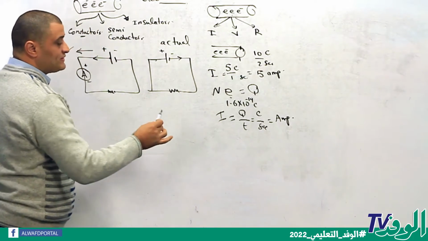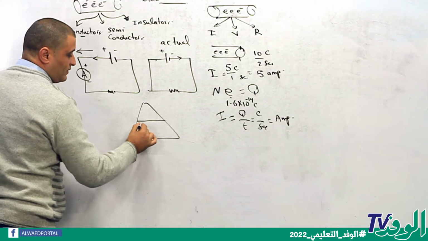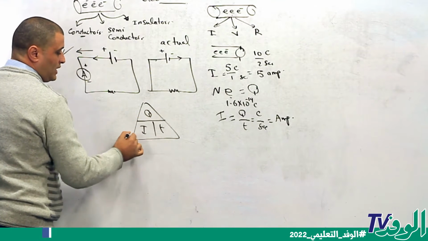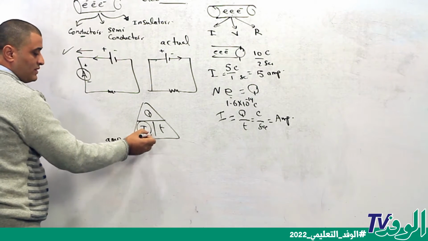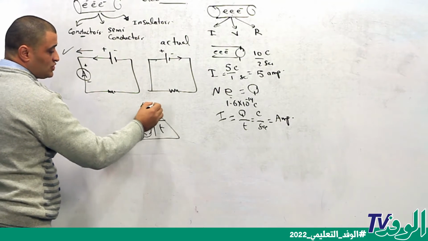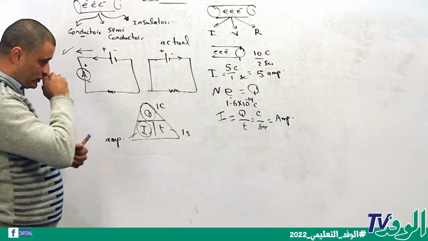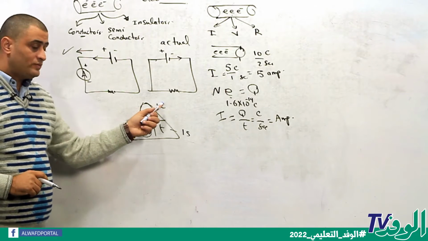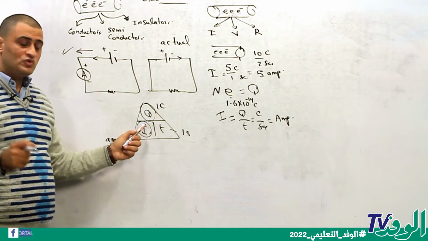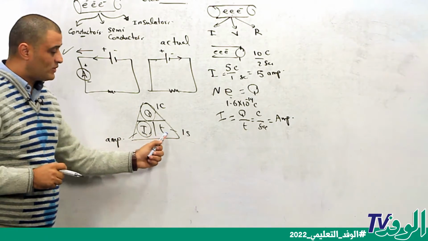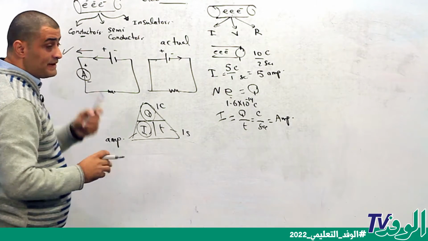Here we have three definitions. Number one, what do we mean by ampere? Ampere is the electric current intensity when a quantity of charge equal to 1 coulomb passes in 1 second. Number two, what do we mean by coulomb? Coulomb is the quantity of charge that passes through a certain cross-sectional area to produce 1 ampere in a time equal to 1 second.